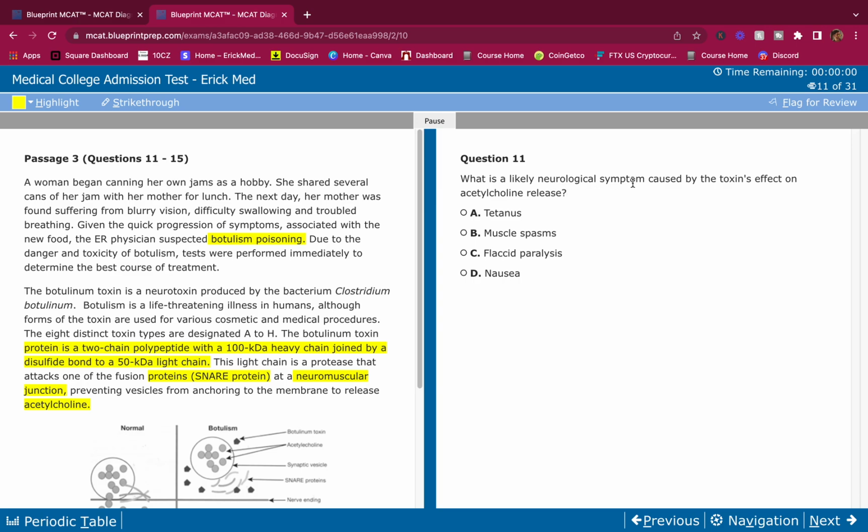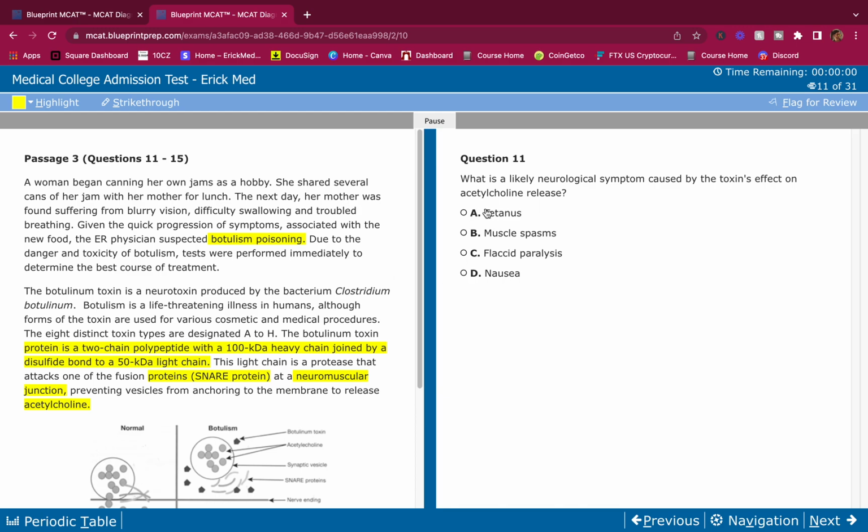What is a likely neurological symptom caused by the toxin's effect on acetylcholine release? You should know exactly what happens at the neuromuscular junction and what acetylcholine does. Acetylcholine is released from the motor neuron through the vesicles, the fusion, all this stuff. It binds to a receptor at the muscle cell, and once it binds, it allows cations to flood in. I believe it's sodium. Sodium floods in and depolarizes the muscle cell, and the action potential propagates down. That tells the sarcoplasmic reticulum to release calcium. So if this toxin blocks acetylcholine, we're not going to have contraction.